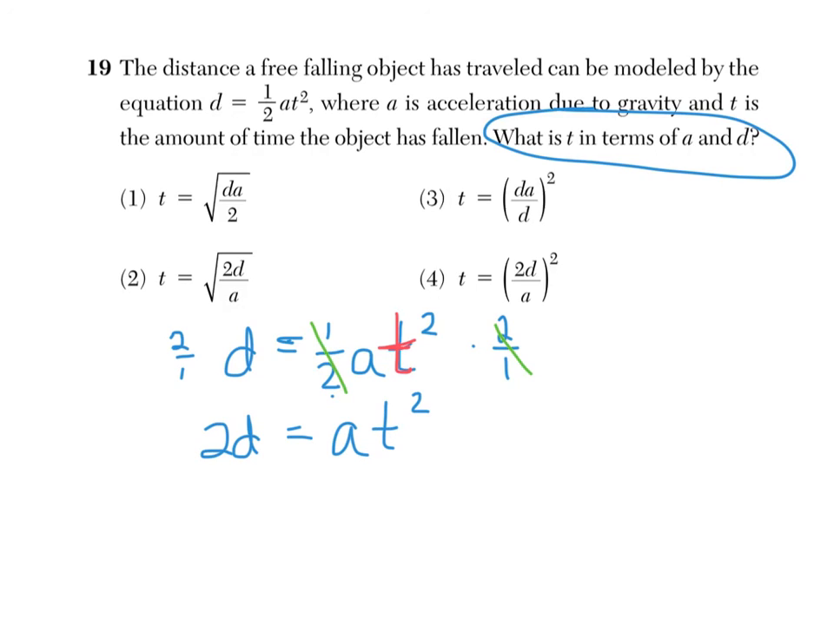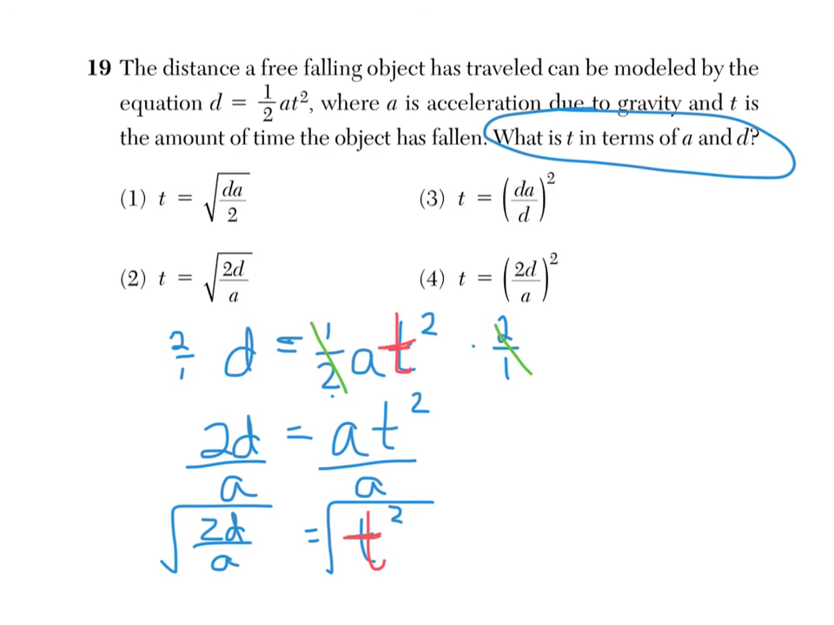Next step is to go ahead and divide away that a from both sides. Okay, so now I'm left with t squared equals 2d divided by a. Last step, I just want the t, I don't want t squared. And so I have to undo the squared. And the way that I undo the squared is by taking the square root. They are inverse operations. So I take the square root of both sides, and I'm left with t equals the square root of 2d divided by a, which of course is choice 2 here.